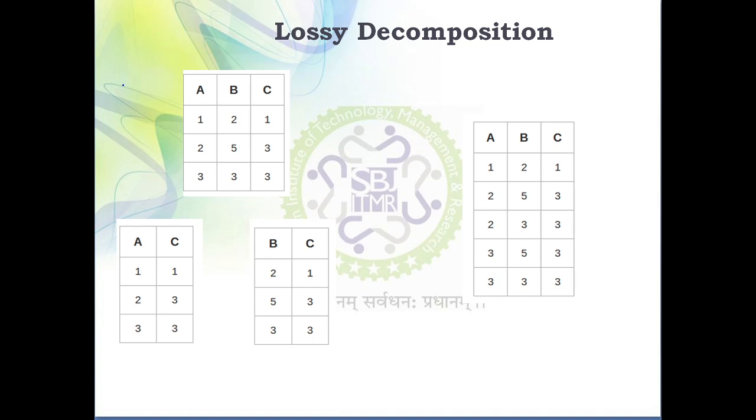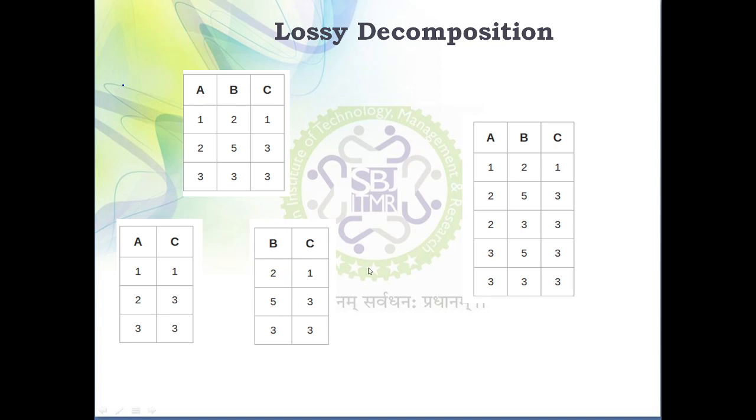So why is this happening? While decomposing, you need to make sure that while splitting, the common attribute should consist of some primary key. Sorry, the common attribute should be a prime attribute. That means it should consist of unique values. Now here the common attribute was C between these two tables. So is it a prime attribute? No, because it has repeated values. That's why this is lossy decomposition.